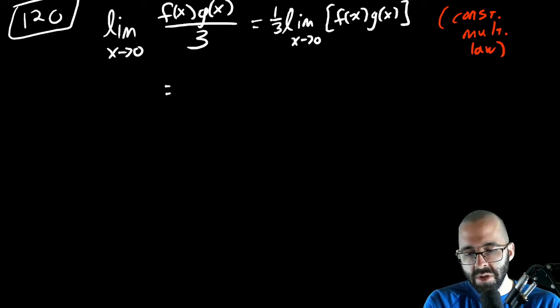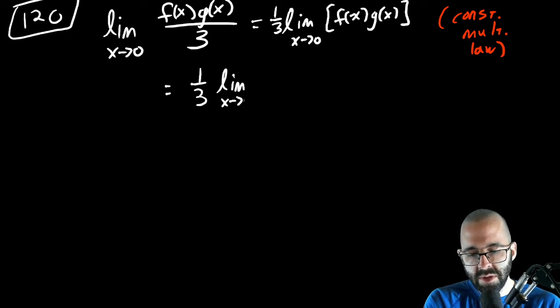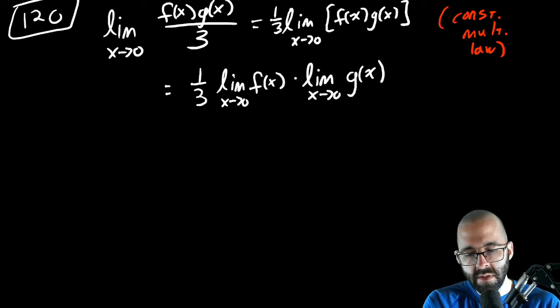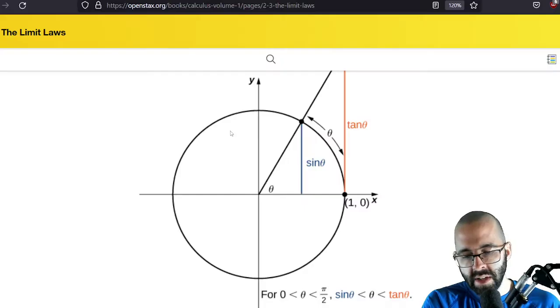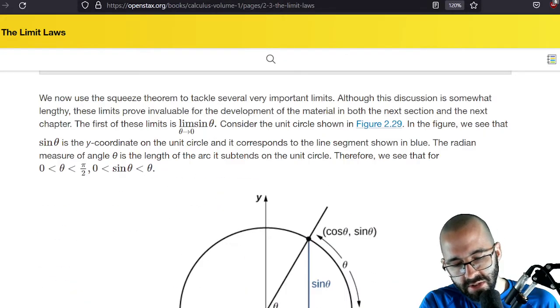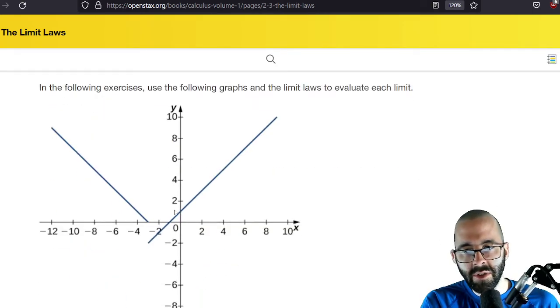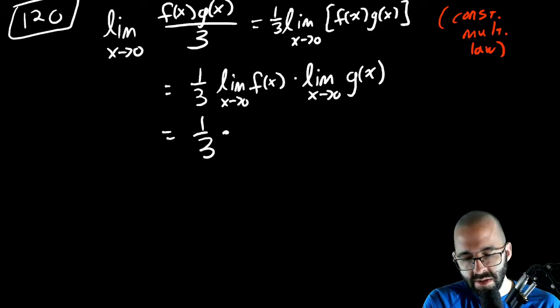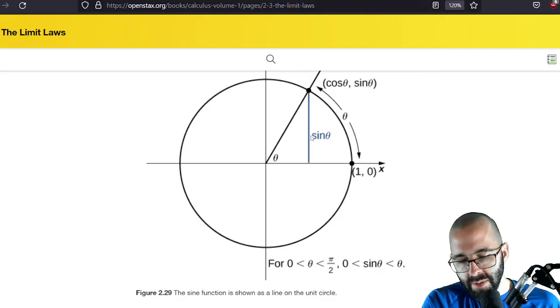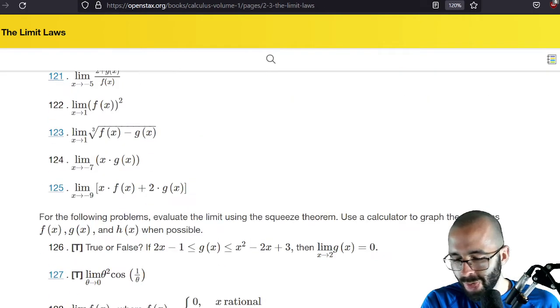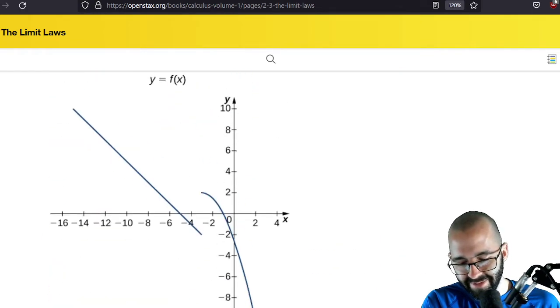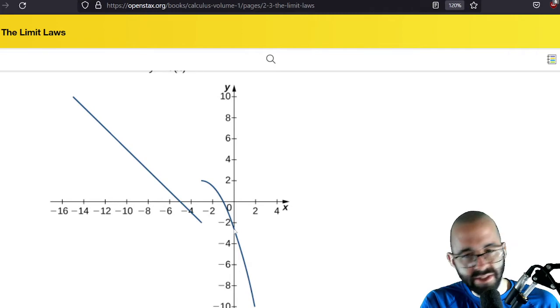And then, because both limits exist, we can then use the product law: the limit as x approaches 0 of the first function times the limit as x approaches 0 of the second function. The limit as x approaches 0 of that first function we said was about 1. This first function is approaching 1 as x approaches 0. And the limit as x approaches 0 of the second function is maybe like negative 2.5 or something.